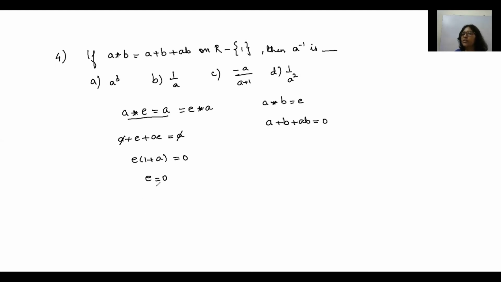Once we have found E, for the inverse we are now looking for B, because B is the inverse of A. So B plus AB is equal to minus A. B common, so B is equal to minus A upon 1 plus A. Minus A upon A plus 1 is the inverse of the element A.